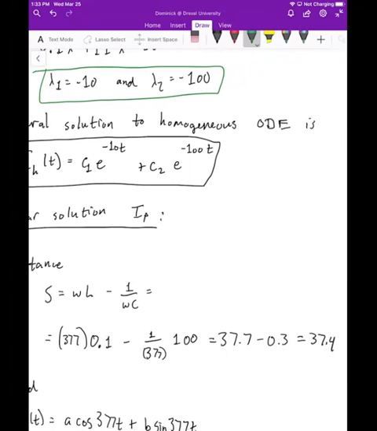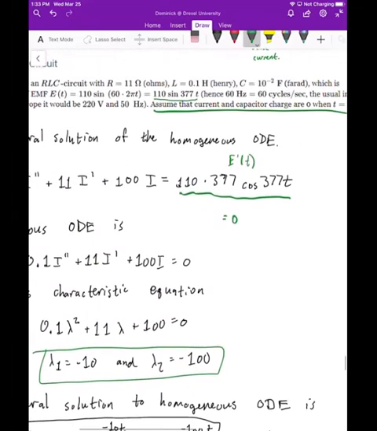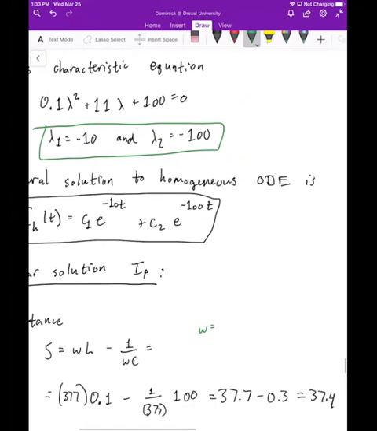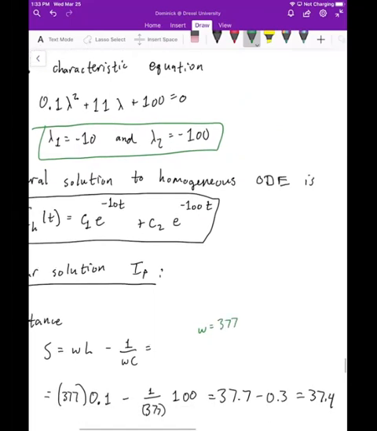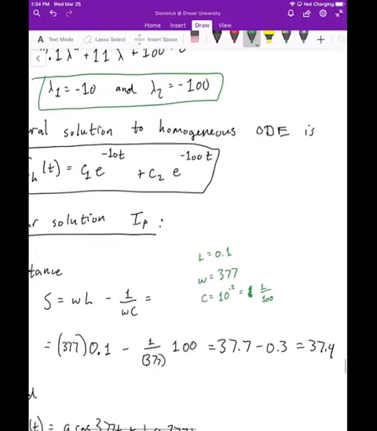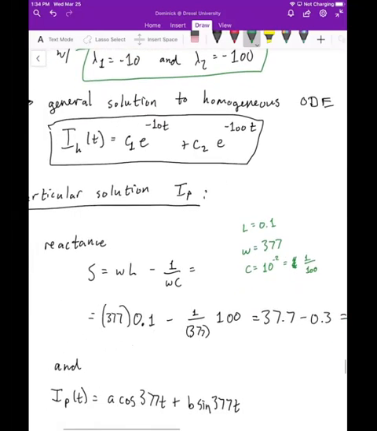Right? And again, remember that your omega is just the inside of your electromotive force, which of course is 377. All right, and then we were also given that L is equal to 0.1 and C is equal to 10 to the -2. So that's 1 over 100, right? So if we plug that in, we can find that S will come out to be 37.4. All right, that's just a little bit of algebra plugging in these numbers.